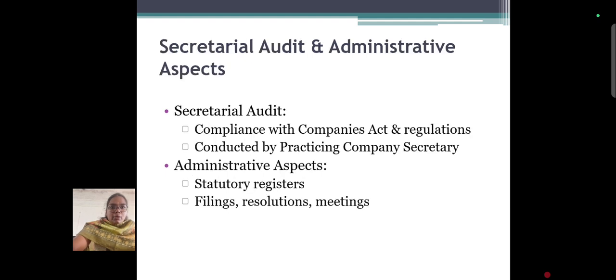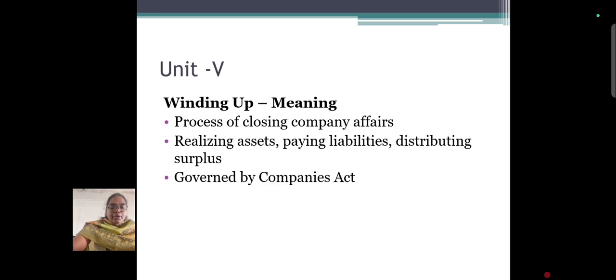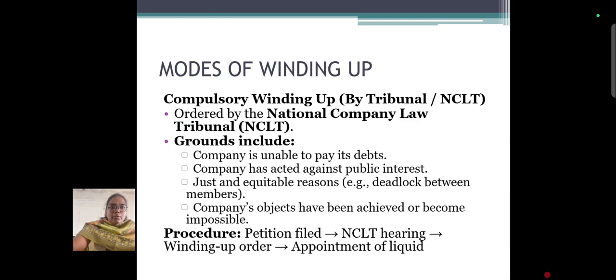Next is Secretarial Audit and Administrative Aspects. Secretarial Audit checks compliance with the Companies Act and regulations, conducted by a practicing Company Secretary. Administrative aspects are statutory registers, filing, resolutions and meetings. Next is Unit 5. Winding up meaning is the process of closing company affairs, realizing assets, paying liabilities, distributing surplus, governed by Companies Act.